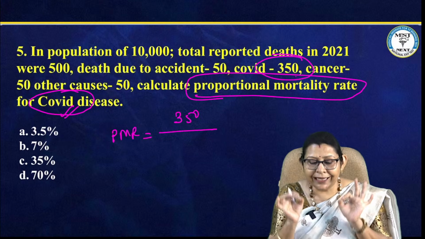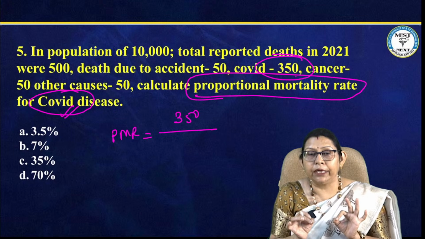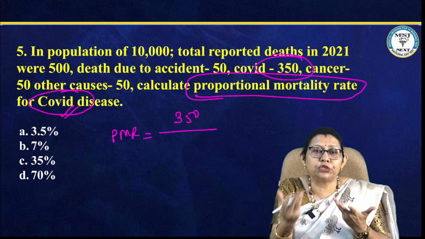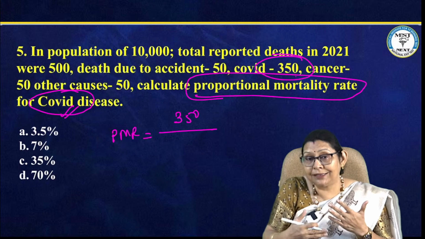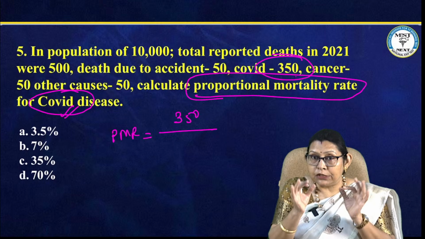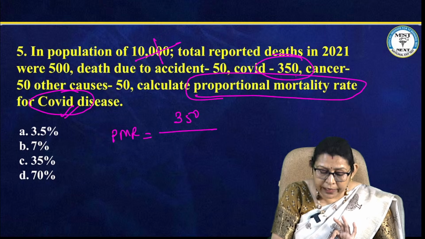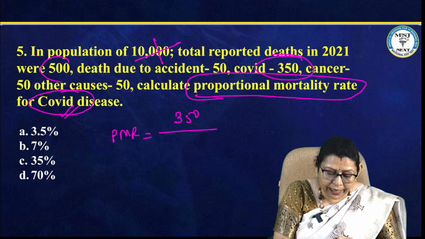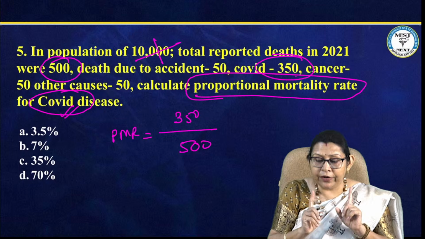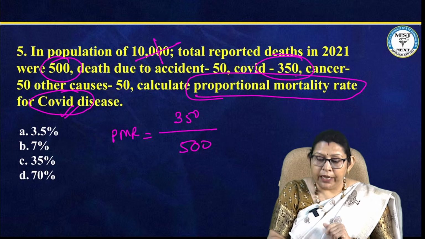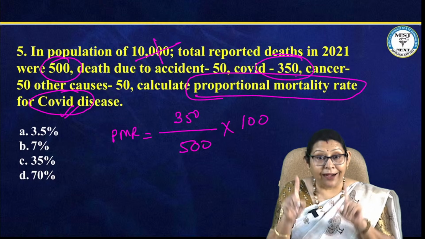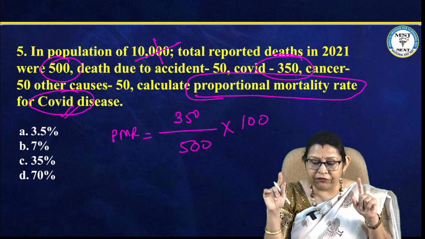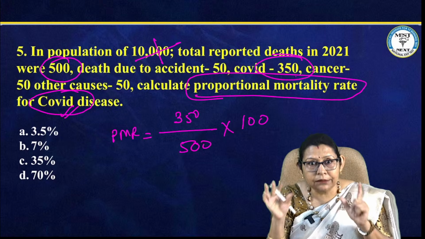Now here the catch is what you will be putting in the denominator. If you break the words, proportional mortality means out of the total deaths, how many deaths are because of the COVID. So in the denominator you will not be taking the total population. This is a very important point. So you will be taking 500 in the denominator, and here the multiplying factor is 100, because although it is a rate, it is expressed in percentage. This is again a very important catch, it will not be 1,000.